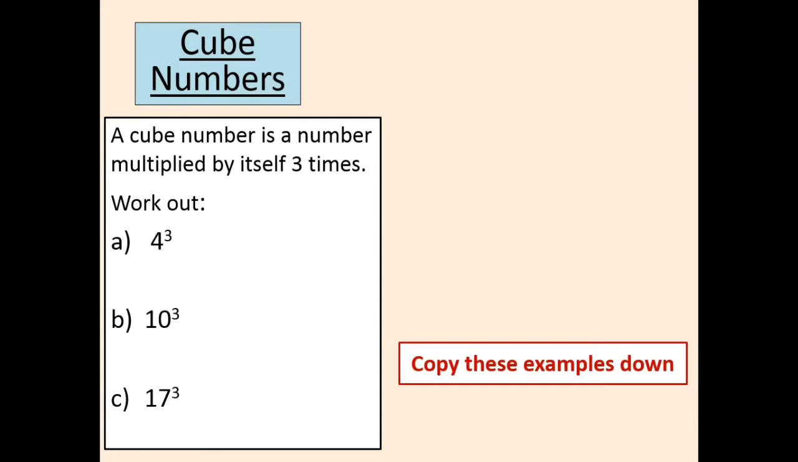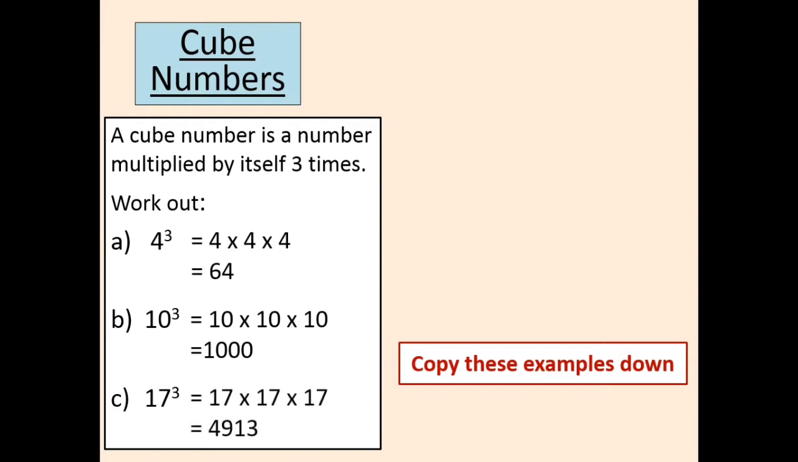Okay, well, we said a cube number is a number multiplied by itself 3 times, so 4 cubed would be 4 times 4 times 4, which is 64. B, 10 cubed would be 10 times 10 times 10, which is 1,000. And then 17 cubed would be 4,913, okay?